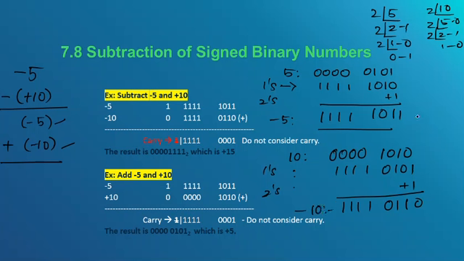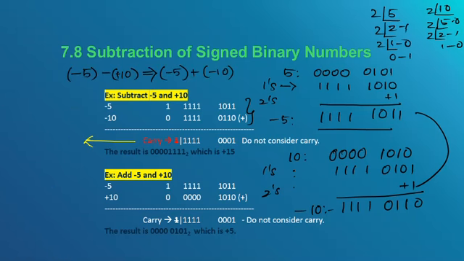Now these two numbers can be added up over here. When you add it up, you can clearly see -5 plus -10 is going to be -15. The answer is also in 2's complement form. So the result for the answer is 1 1 1 0 0 0 1. This is in 2's complement form, so just subtract 1 from this.